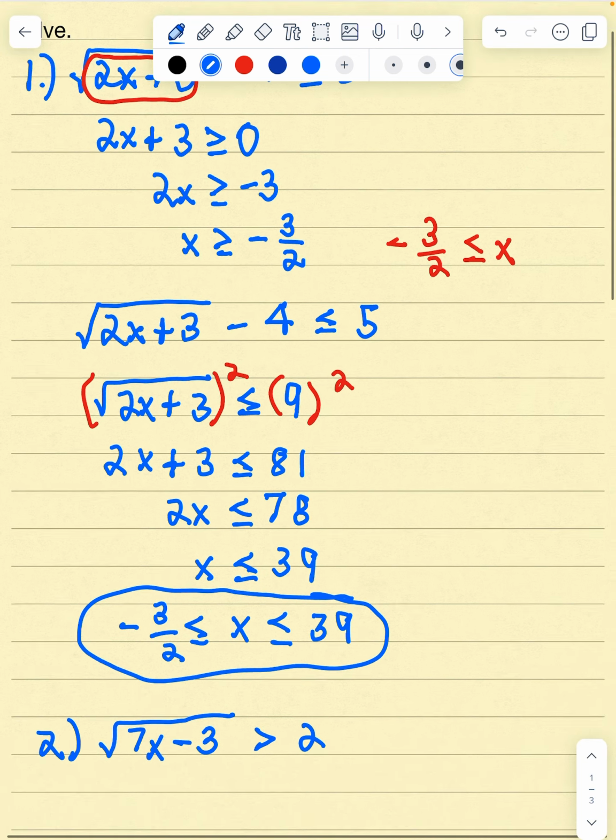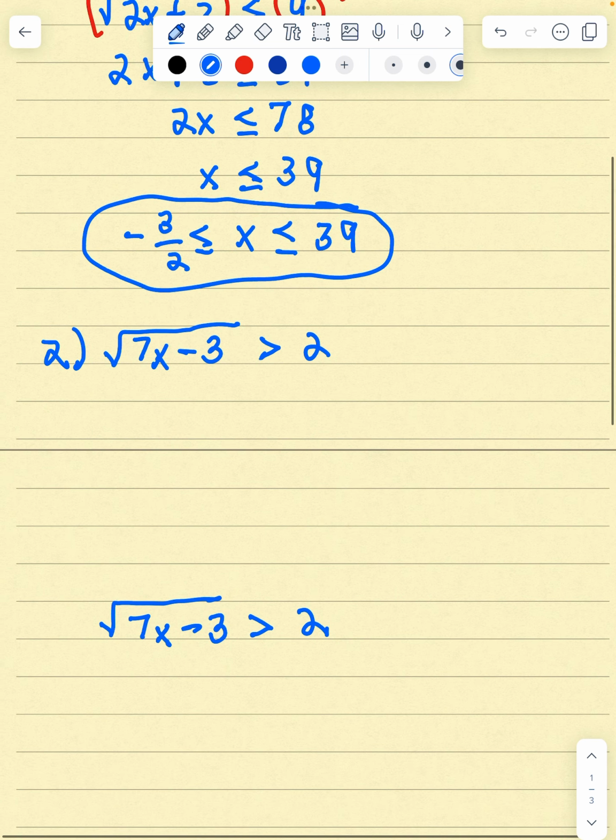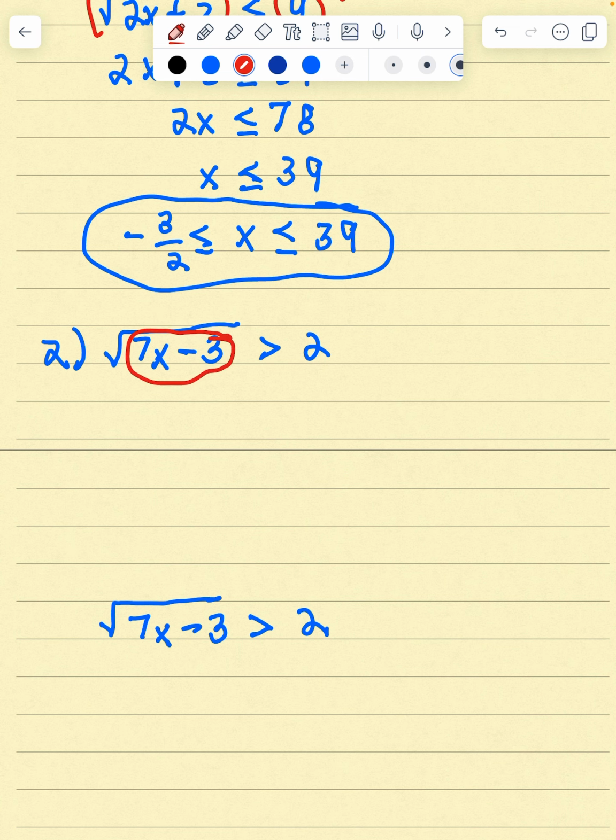All right, let's try another. So number 2. This time, we have the square root of 7x minus 3 is greater than 2. We are going to set 7x minus 3 greater than or equal to 0 to find those values that ensure we're not taking the square root of a negative. And that would be x greater than or equal to 3/7.